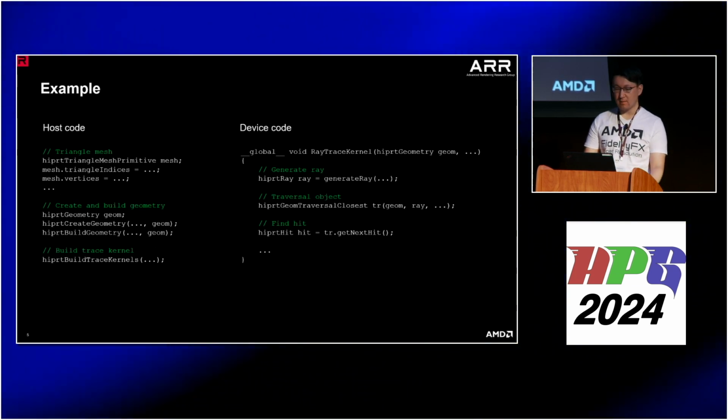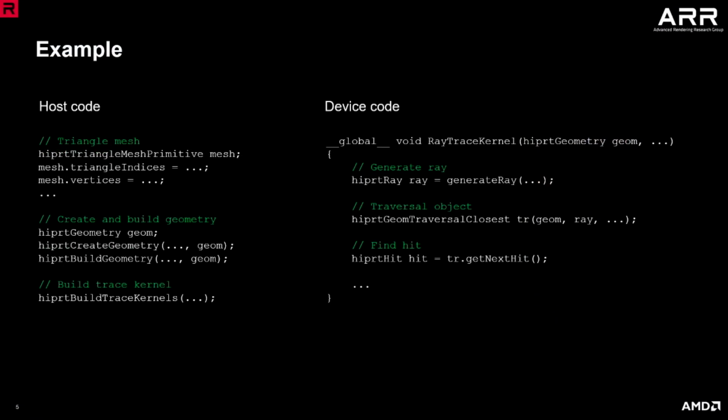Here you can see a minimal example of the HIPRT API. On the left side, we have the host code setup, or just part of that, where we create a triangle mesh defined by indices and vertices. Then we create a HIPRT geometry, which is a BLAS in HIPRT. We build it. So in this example, we have just a one-level hierarchy, and the last line is the kernel compilation, trace kernel compilation. In this case, we use the runtime API, but it can be done also offline.